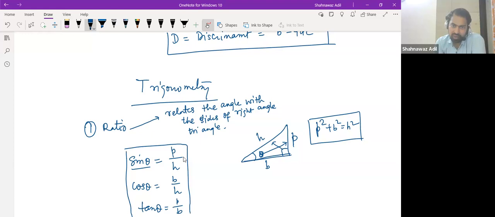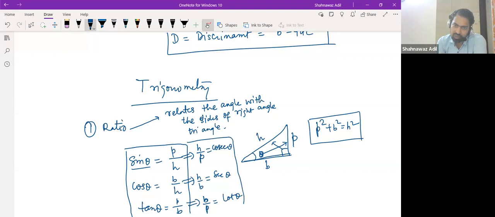And then when we take the reciprocal of these, h by p is given by cosec theta. Then we have h by b, which is given by sec theta. And then we have b by p, which is given by cot theta. So these are the reciprocals of these three. So this was the ratio.